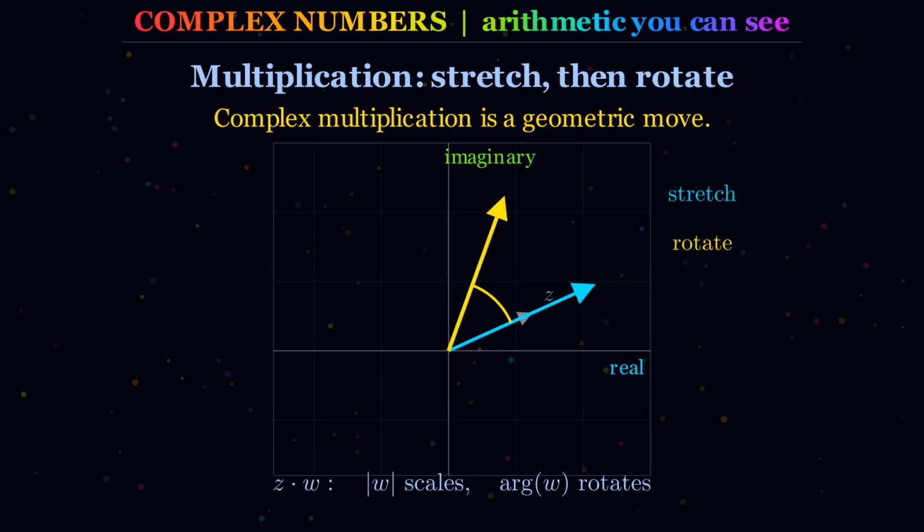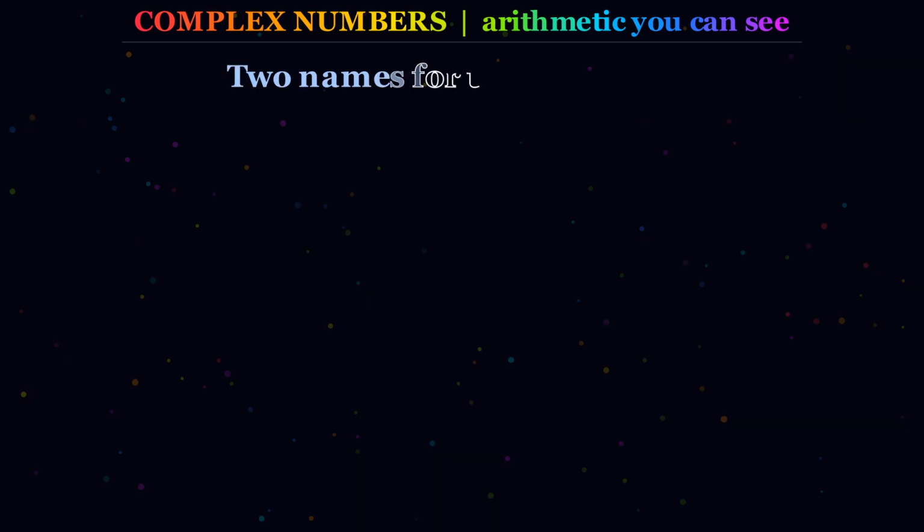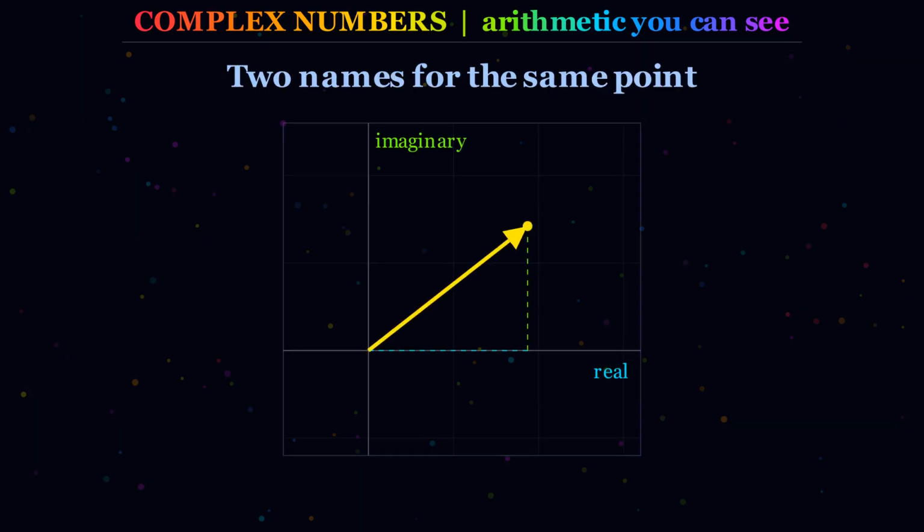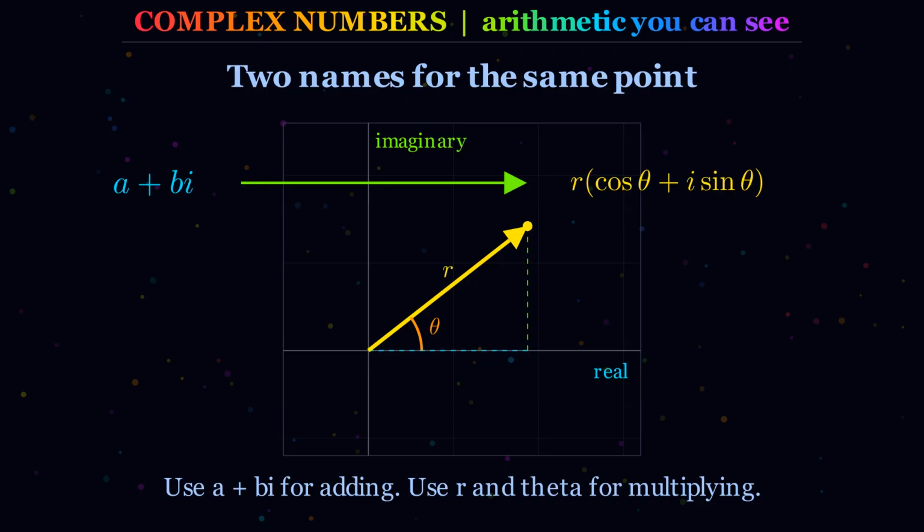That is why the polar form is so useful. Instead of saying horizontal part and vertical part, we say distance r and angle theta. The same point can be written as r times cosine theta plus i sine theta. Rectangular form is good for adding. Polar form is good for multiplying.